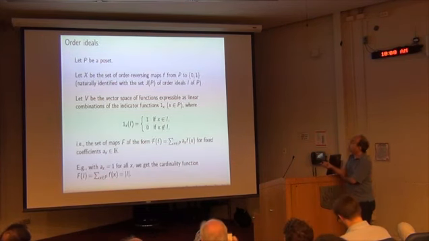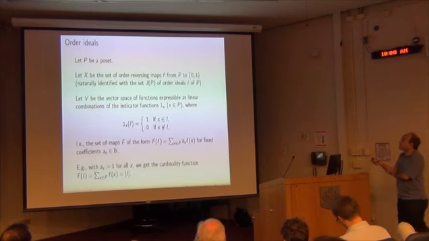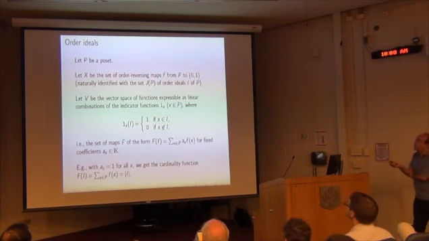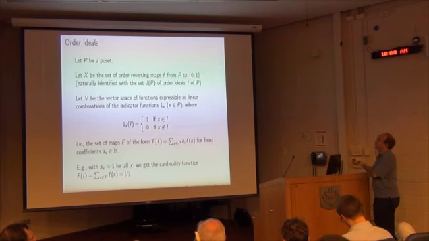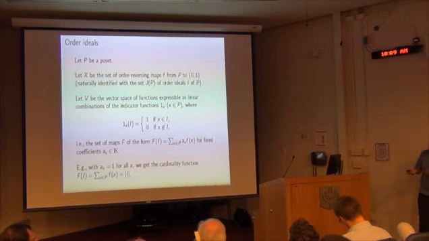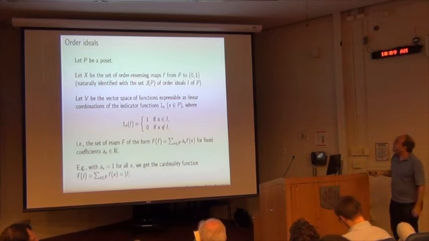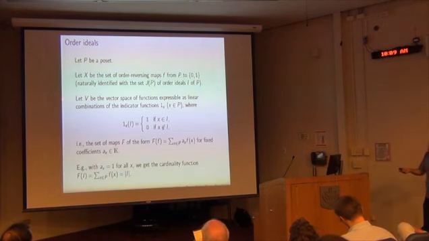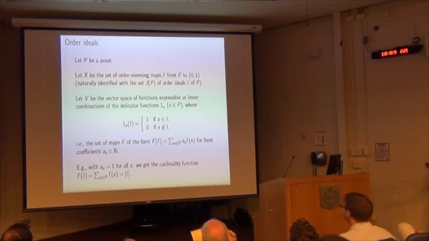Let P be a poset. Let X be the set of order reversing maps from the poset to the two element set 0 and 1, which you can identify with the set of order ideals of the poset. Just look at the pre-image of the number 1, and that will be some downset or order ideal of the poset. And let's look at the most natural vector space associated with these order ideals. Let's look at the space of functions expressible as linear combinations of indicator functions associated with elements in the poset.